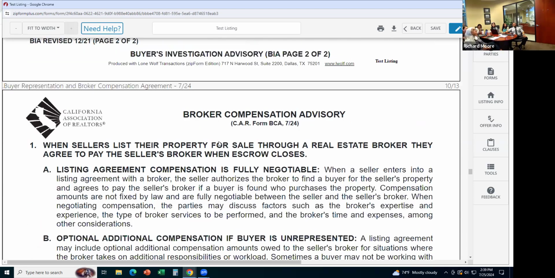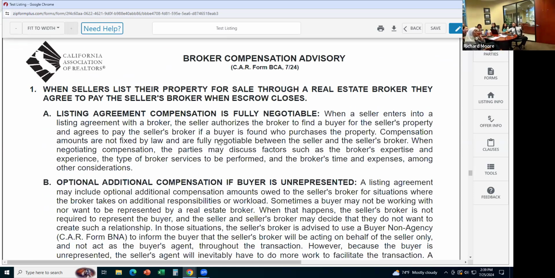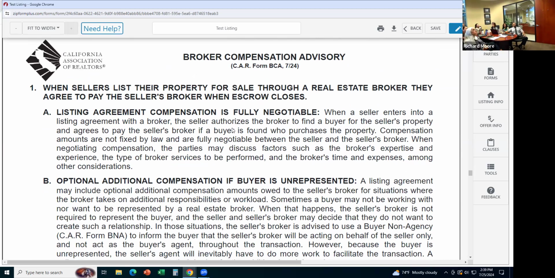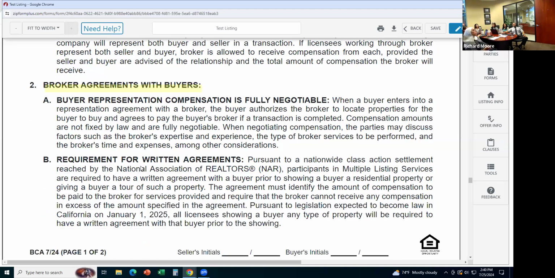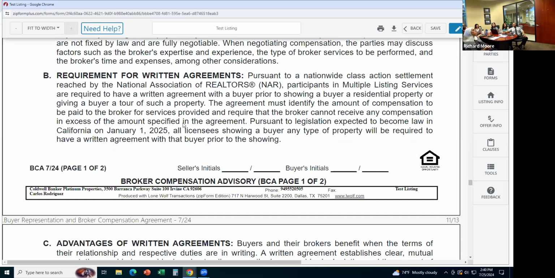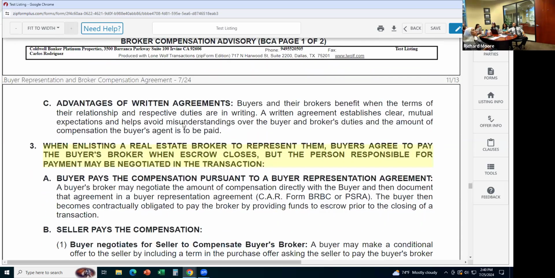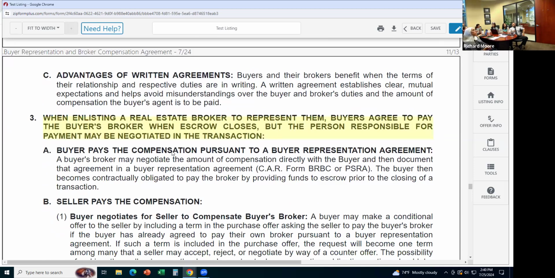Let's go over to the next page, broker compensation advisory. This is also included in the packet. And so when sellers list their property, it's pretty much saying what a listing agent does, and what a listing agent is responsible for, and then what a buyer's agent does, in this case here. The broker agent, the buyer, the agent, what they're required to do, their duties, right? And I highlighted this because I thought this was interesting. When enlisting a real estate broker to represent them, buyers agree to pay the buyer's broker when escrow closes, but the person responsible for payment may be negotiated in the transaction.